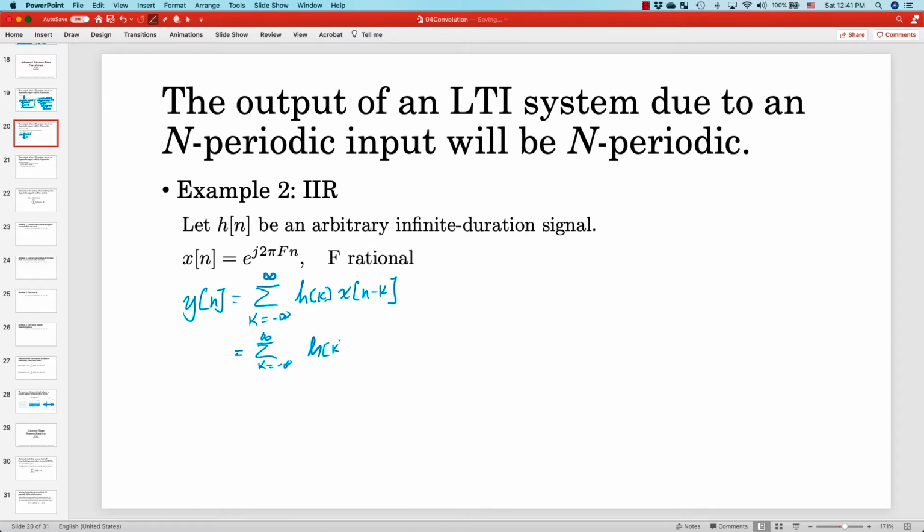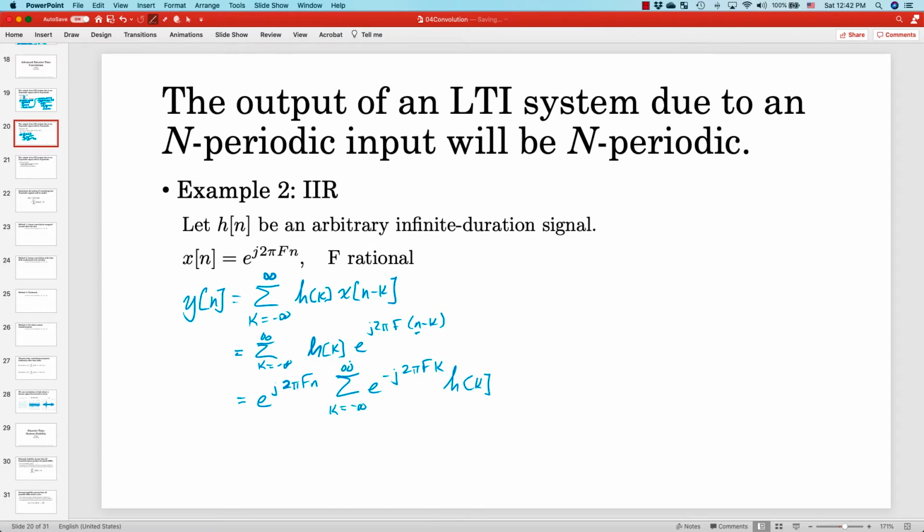And what happens when we time delay a complex exponential like this? Well, we get e to the j 2 pi times f times (n minus k). But if I have a difference up here in the exponent, then that's the same as multiplying exponentials. And so one of those exponentials is going to be a function of n only with no k's, so I'm going to pull that out in front. So we get e to the j 2 pi f n times this summation, e to the minus j 2 pi f k times h of k, k running over all the integers.